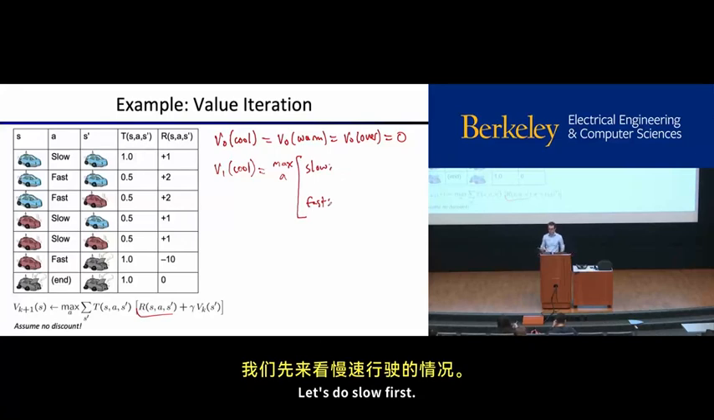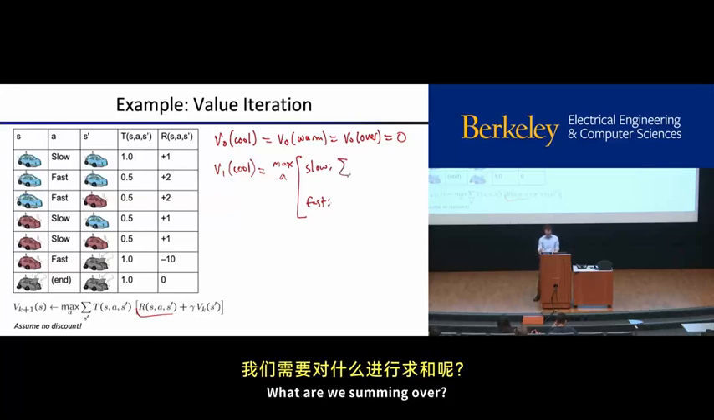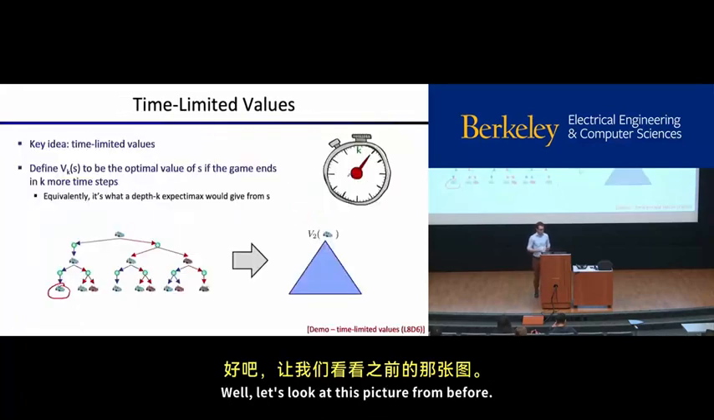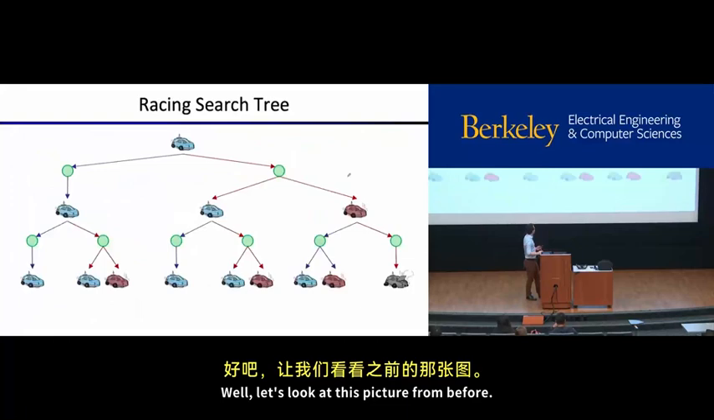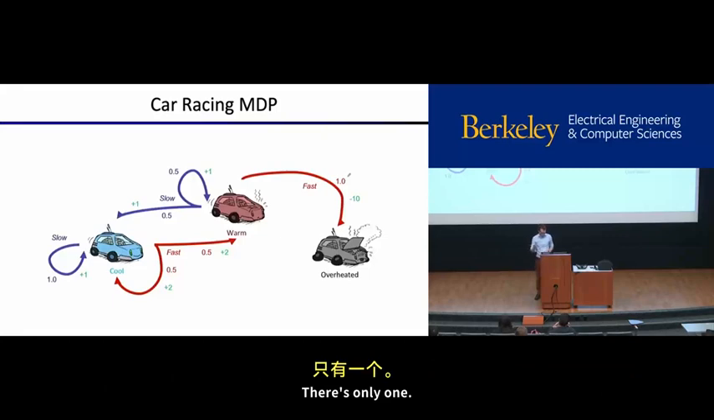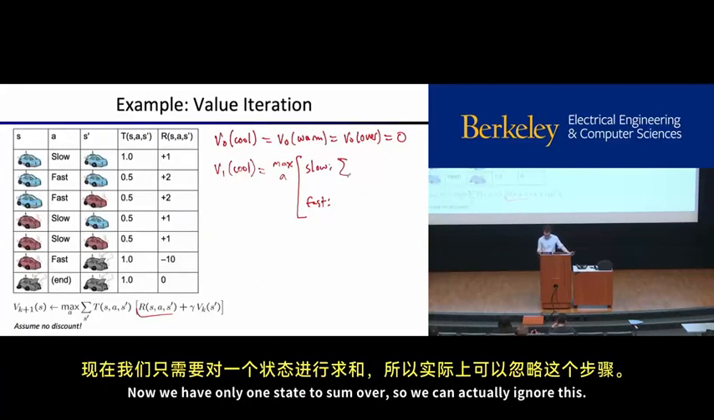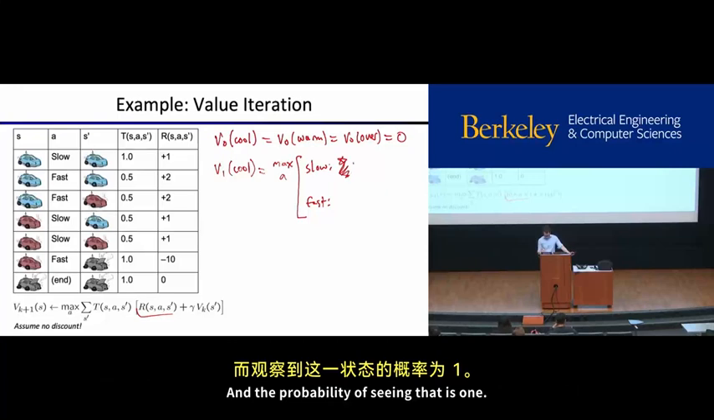Let's do slow first. So what happens in the slow case? Well, we have to sum, what are we summing over? All the possible next states. Well, let's look at this picture from before. What are the possible next states if we are in the cool state and we go slow? Just cool. There's only one, okay? So now we have only one state to sum over, so we can actually ignore this. And the probability of seeing that is 1, okay?